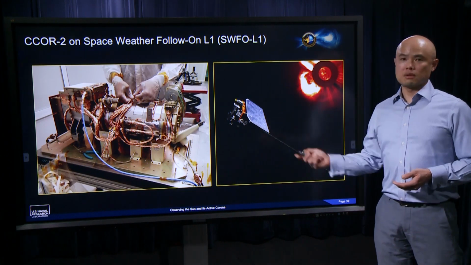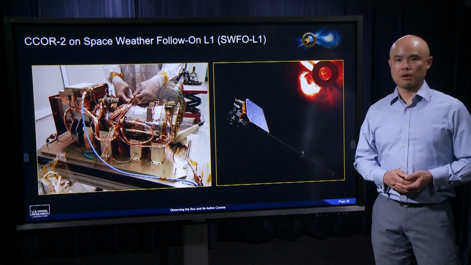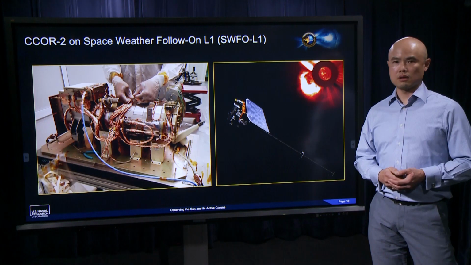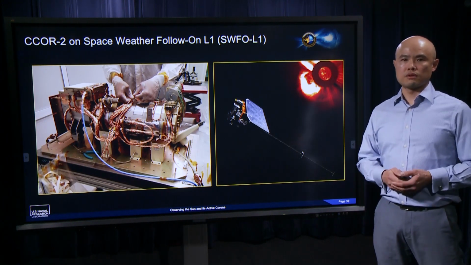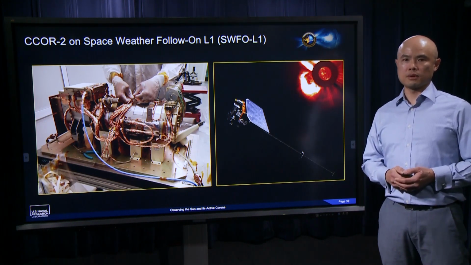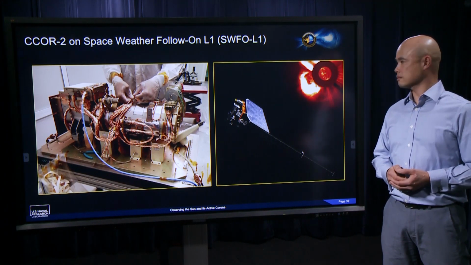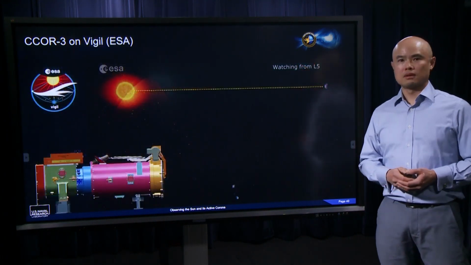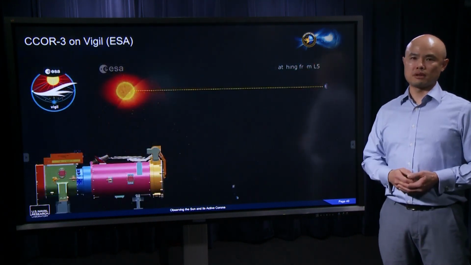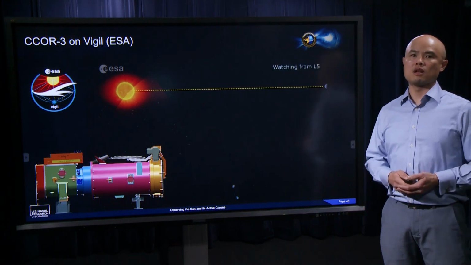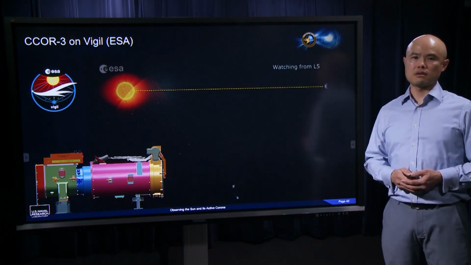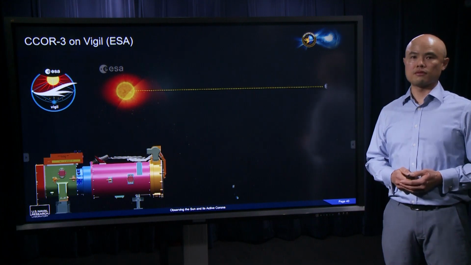Here's a quick view of CCOR-2, which is currently going through environmental testing at NRL. We're scheduled to deliver CCOR-2 to the SWFO-L1 spacecraft in a few months. And here's a quick peek at CCOR-3, which is in the early stages of its development with our partners at ESA for the Vigil mission to the L5 Lagrange point.